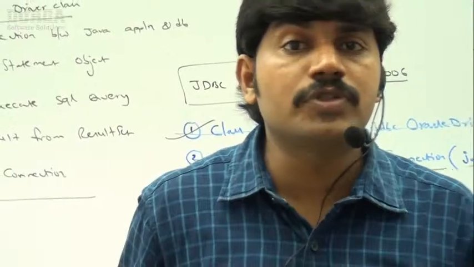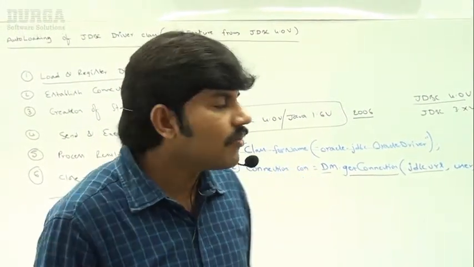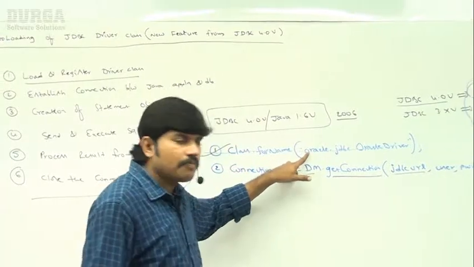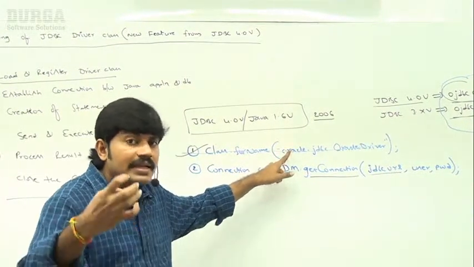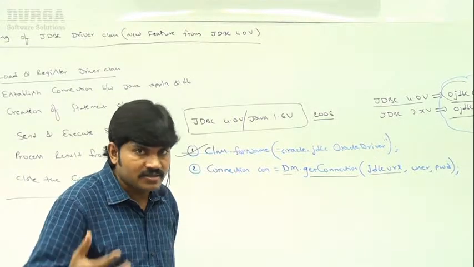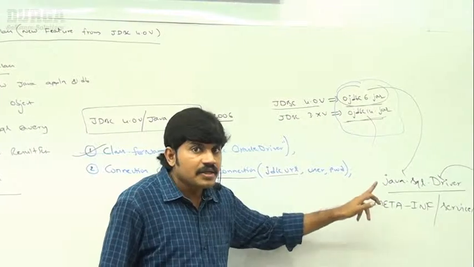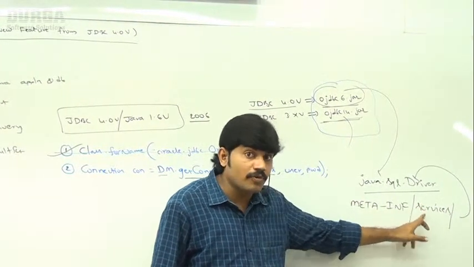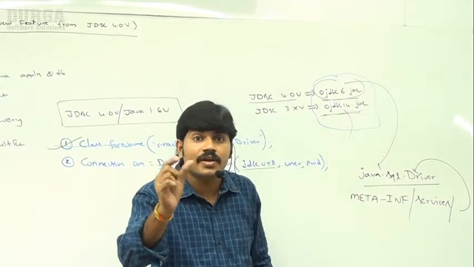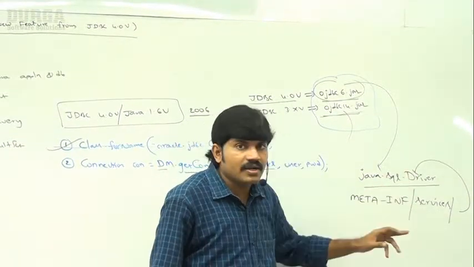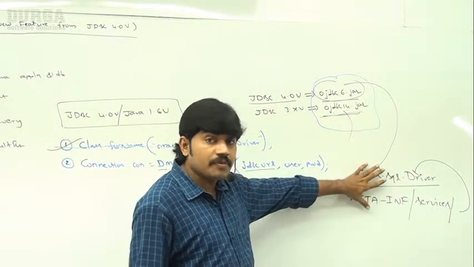From JDBC 4.0 version onwards, we are not required to write this step explicitly. How can the JVM, the class loader, identify the driver class name inside the jar file? The META-INF folder is there, and inside it the services folder. In it, the java.sql.Driver file is available, where our driver class name is there. Clear, right?